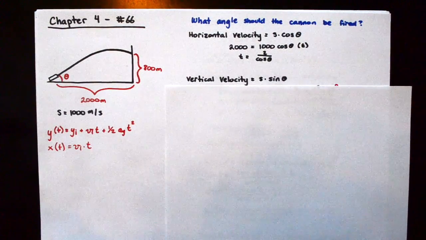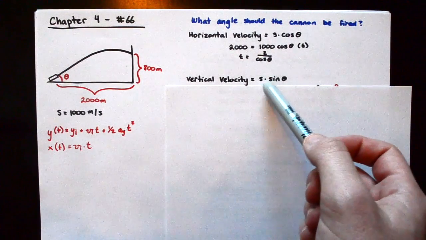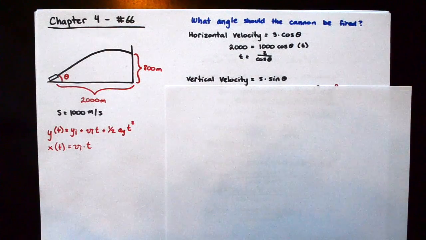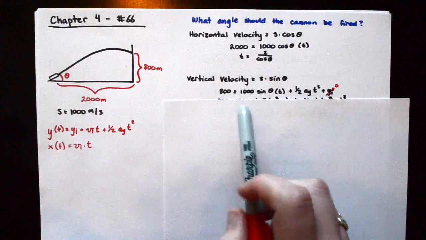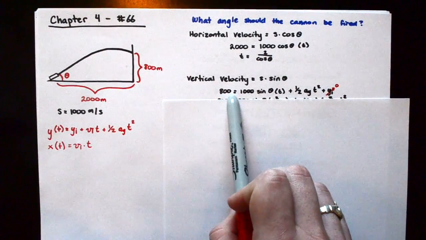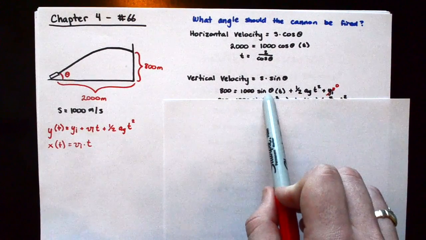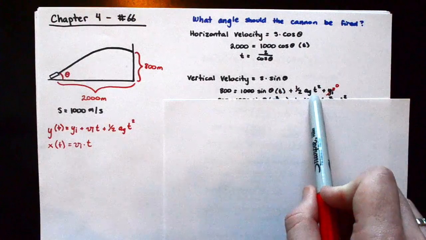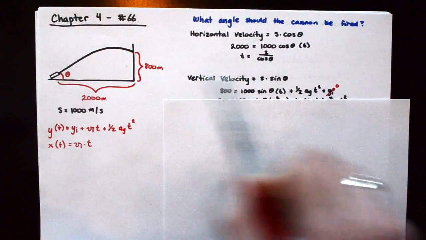So now if we move on to the vertical velocity, it's going to be very similar. It's going to be your speed times the sine of theta, because we're looking in this direction. So when we plug it into this equation right here, we get the total distance we're trying to travel, which equals 1,000 times the sine of theta times time, plus 1/2 times the acceleration times t squared, plus your y initial, but your y initial is going to be 0 because we're starting at 0.